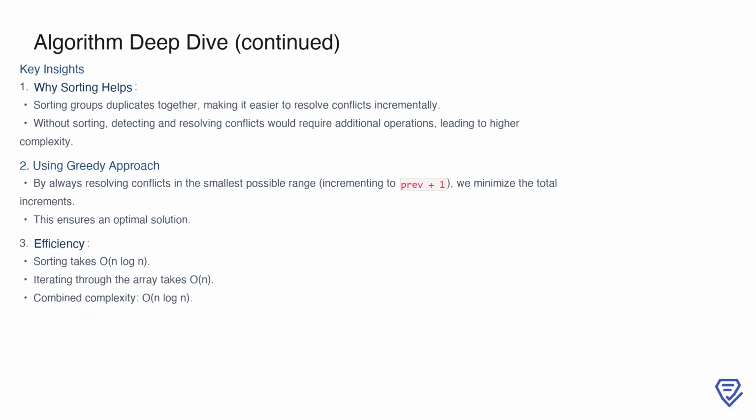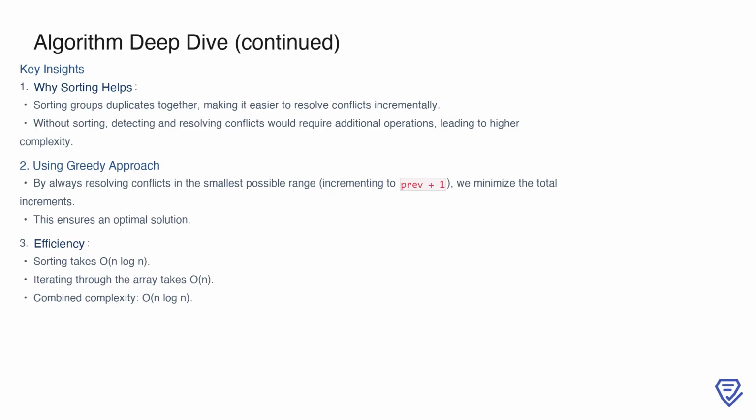Now, let's dive into some key insights about this approach. First, sorting plays a crucial role in simplifying the problem. By grouping duplicates together, sorting allows us to resolve conflicts in a systematic way, avoiding the need for additional checks or operations. Without sorting, identifying duplicates and resolving them would be much more complex and computationally expensive. Second, this algorithm uses a greedy strategy, where we always resolve conflicts by incrementing to the smallest possible unique value, which is previous plus 1. This minimizes the total number of increments required and ensures an optimal solution.